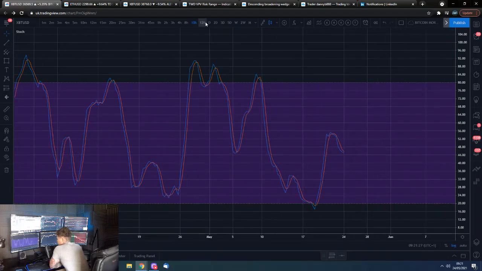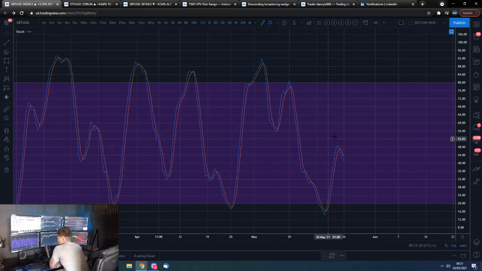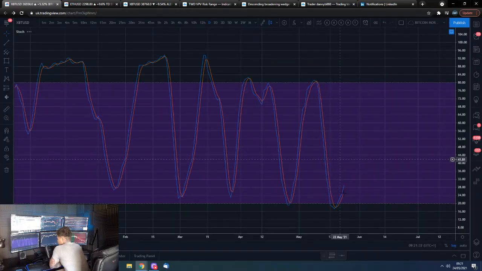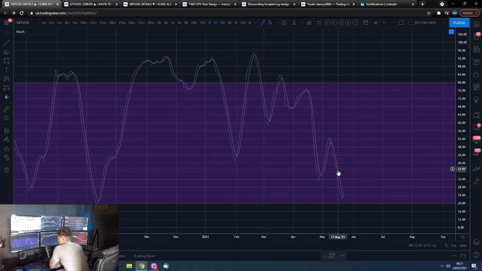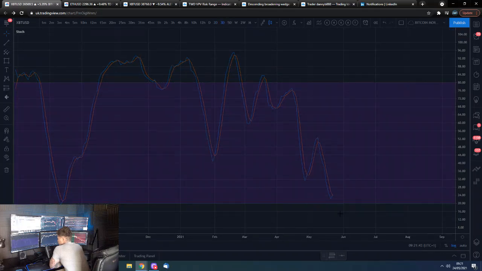And 10 hour could be looking to turn back up. 12 hour is pointing down, downward pressure. Daily is up from a low level, so this is what gets going, could get us above 39k, and then looking towards 42. 2 day coming down from a very low level also.